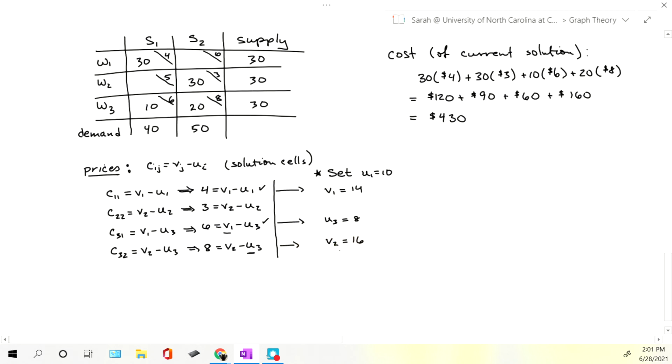16. Now that we have V2, we can come back up here to this second one. V2 now equals 16. 16 minus something equals 13, which tells us U2 has to be 3.